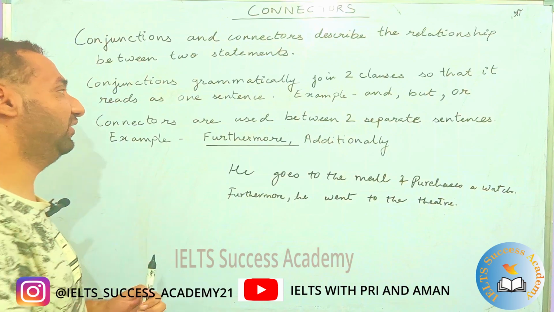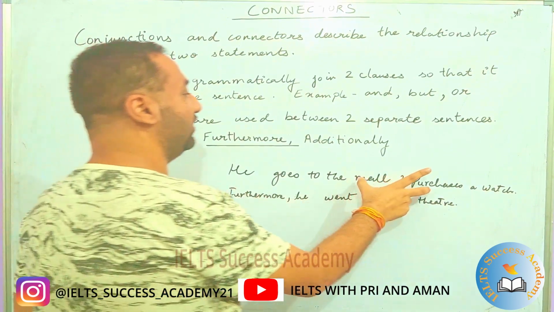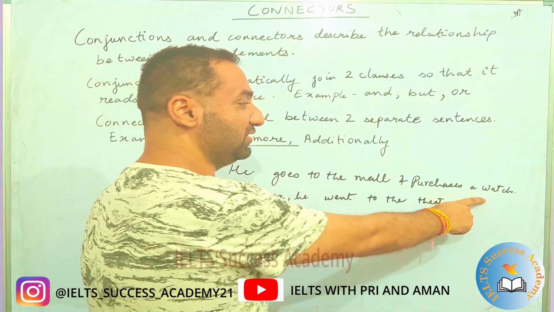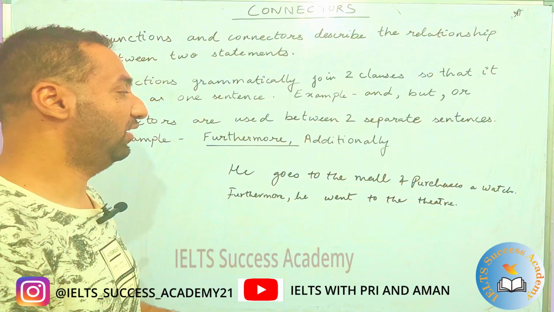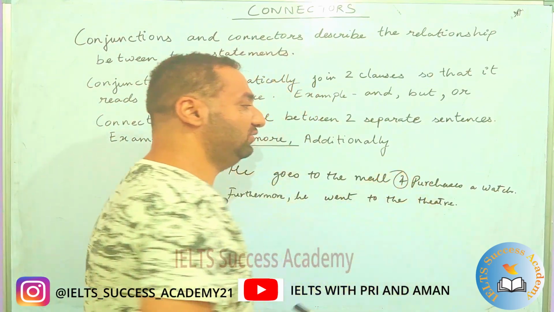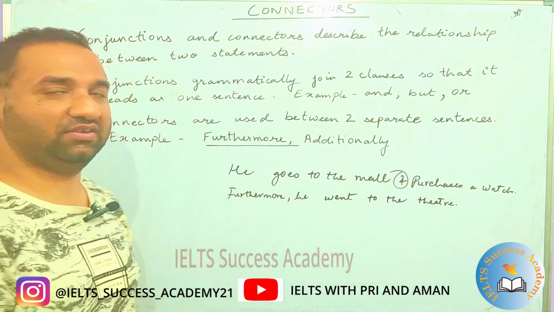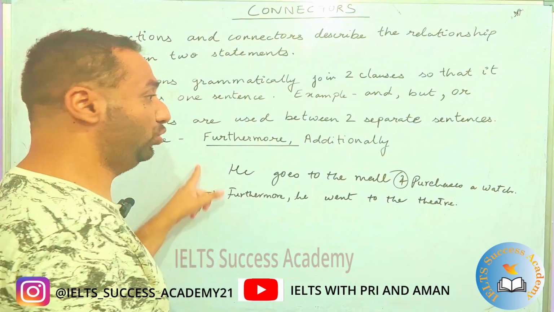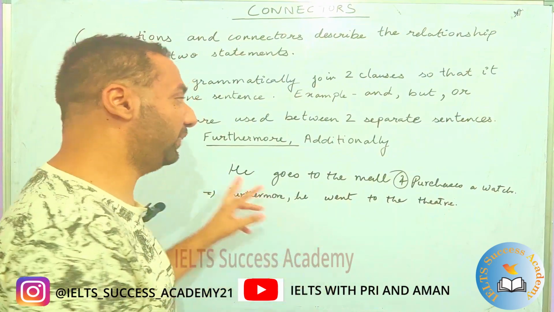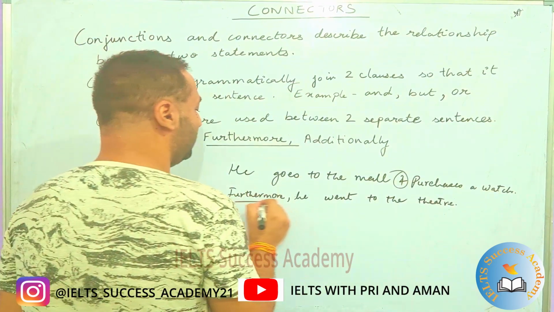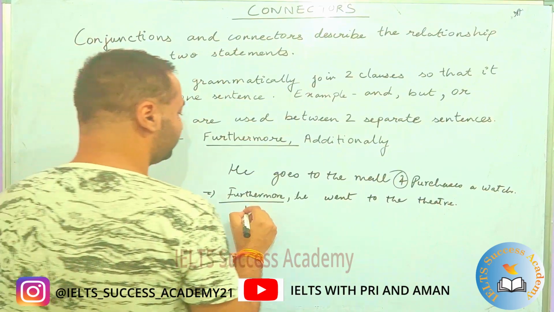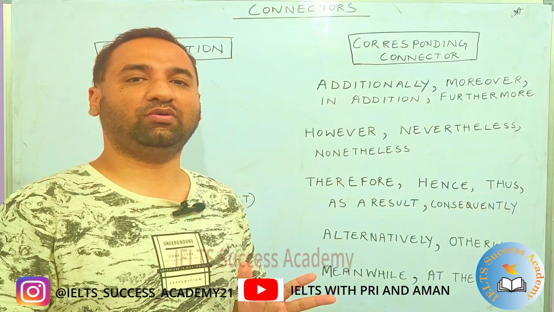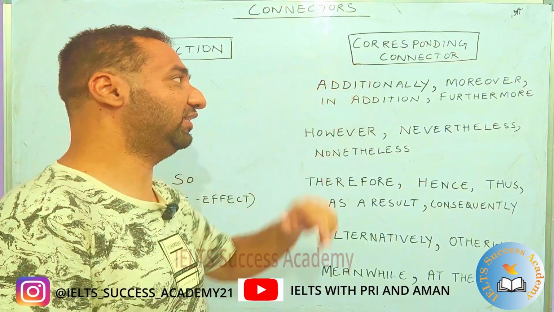So do you understand? Conjunctions are used to join two clauses. He goes to the mall and purchases a watch. So and acts as a conjunction, while a connector connects two sentences which are separated. So furthermore is a connector. Now we will talk about the rest of conjunctions and connectors.